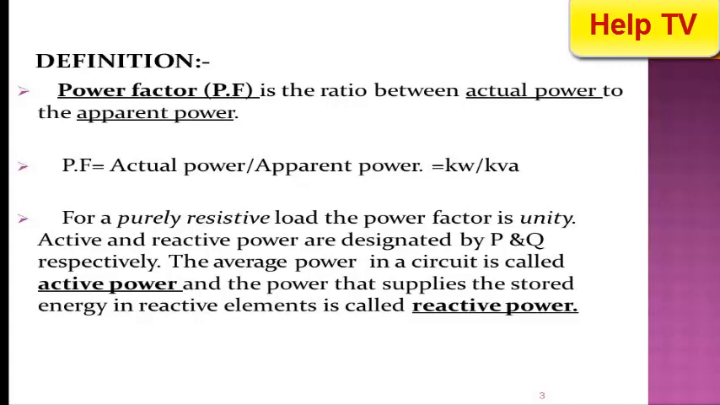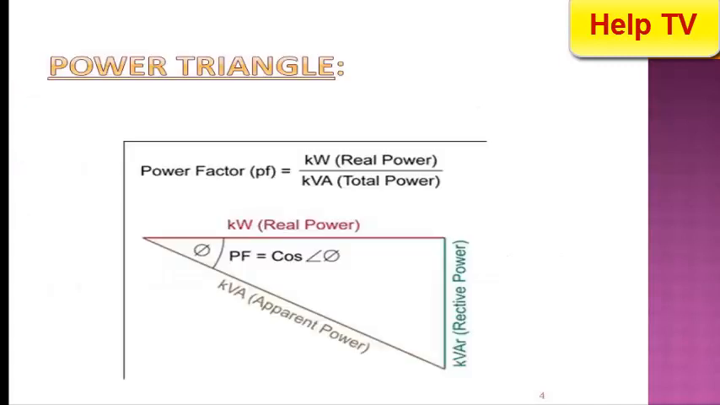Active and reactive power are designated by P and Q respectively. The average power in a circuit is called active power, and the power that supplies the stored energy in reactive elements is called reactive power. Power triangle.